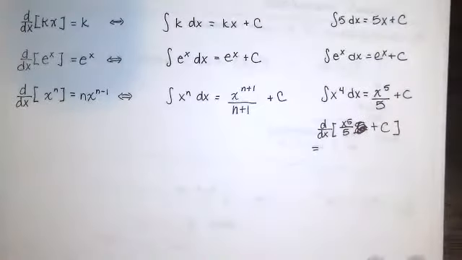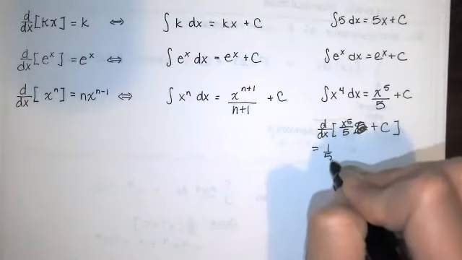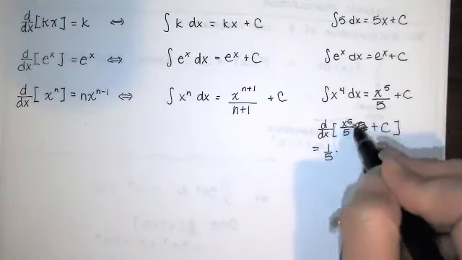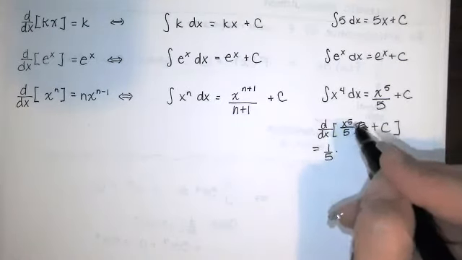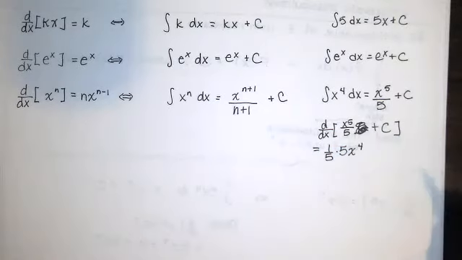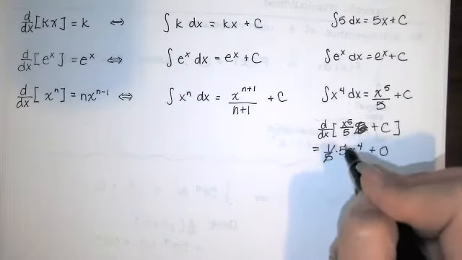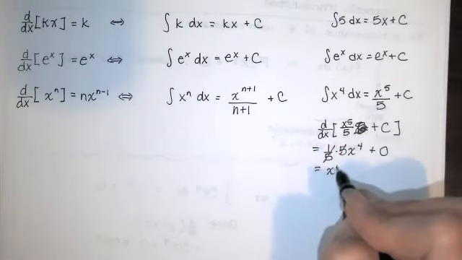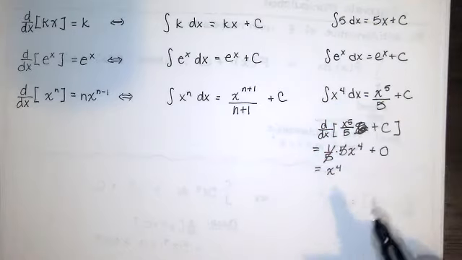Well, according to our derivative rules, I would pull out the constant first. So that's a 1/5. And then I multiply by the derivative of x to the 5th. Well, the derivative of x to the 5th is 5 times x to the 1 less power. The derivative of the constant is 0. The 5 and the 1/5 reduce, and I get x to the 4th. Is that what I have over here? It sure is. So this works out.